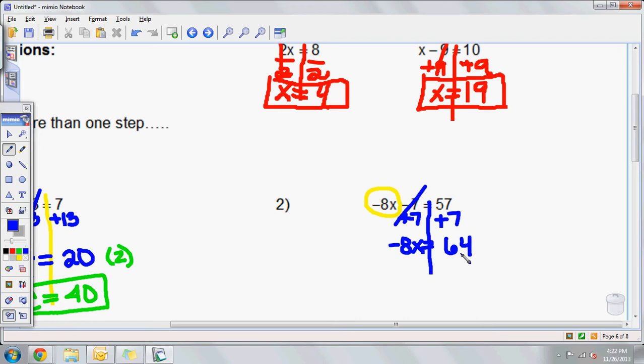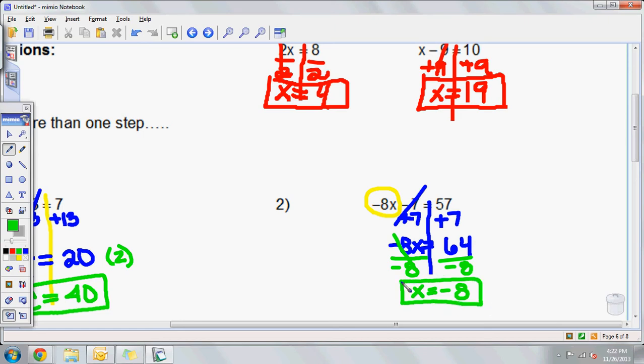So I have my one-step equation now. I got rid of that 7. Now the opposite of multiplying by a negative 8 would be to divide both sides by a negative 8. Those cancel out, equals 1. So x is equal to a negative 8.